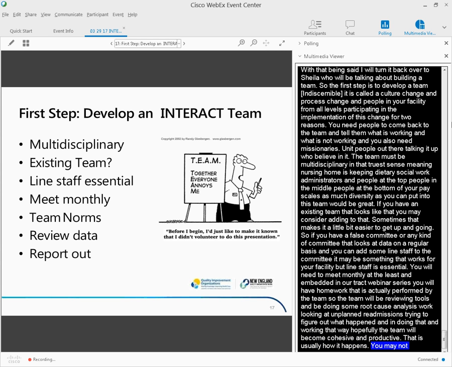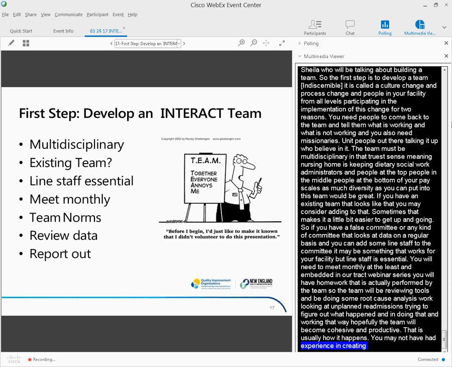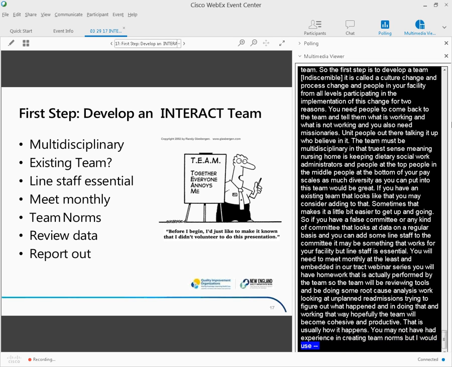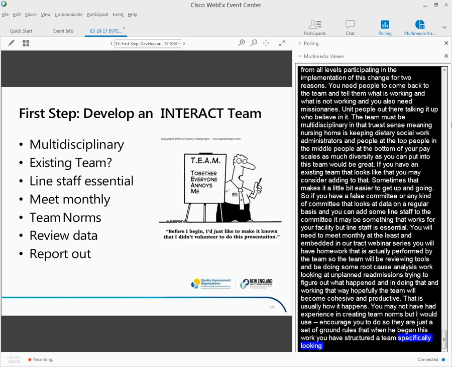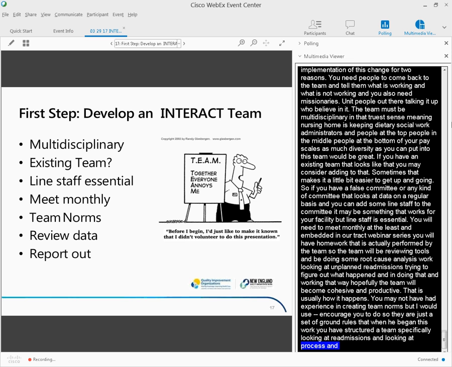You might not have had experience in creating team norms, but I would encourage you to do so. Team norms are just a set of ground rules that, when you begin this work, looking at readmissions and looking at process and culture change, you begin by saying to that group at the first meeting, what do we do here? How are we going to be?